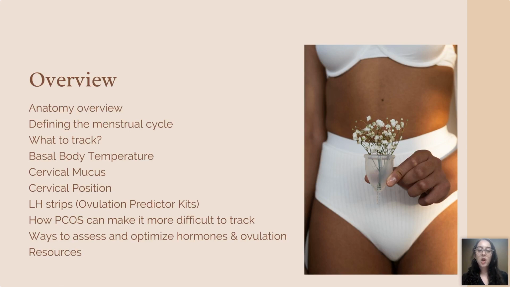This is something that's not always necessary and part of fertility awareness, but a lot of my patients like it. They're using it. I'll touch a little bit on LH strips, what they are, how to use them, and some of the pros and cons. Then we'll talk a little bit about how PCOS can make it difficult to track, and at the end, some ways to assess and then also optimize hormones and ovulation. And at the very end, I will give some resources to you all, some books, some podcasts that you can listen to and read more about fertility awareness and cycle tracking.